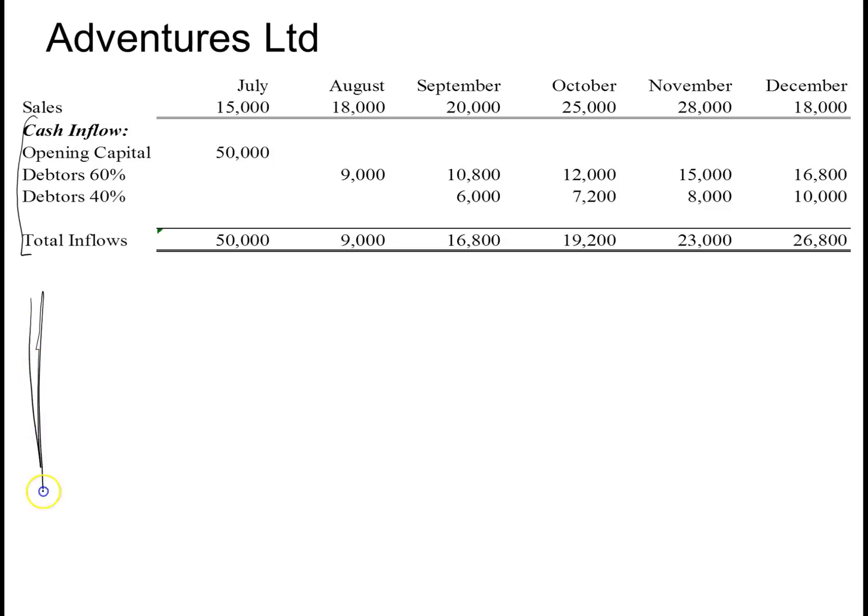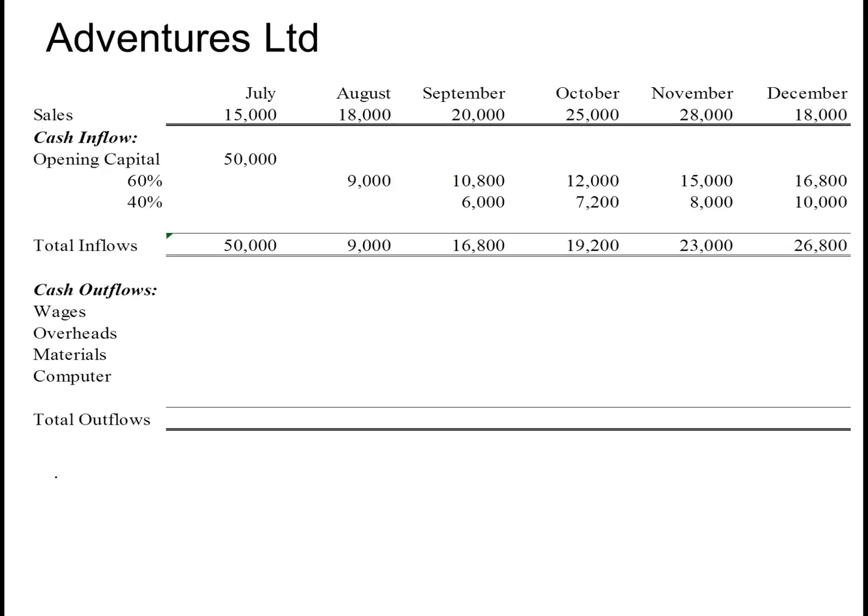So what I'm going to do here is I'm going to start off by listing cash outflows, or if you prefer cash payments, and I'm going to list the 4 items down here. So I'm just going to pop those in, and then we'll look at putting in the figures. So there we have the wages, the overheads, materials, and the computer, and we have a row here for the total cash outflows. So I'm going to go down through these cash outflows one by one and put the figures in.